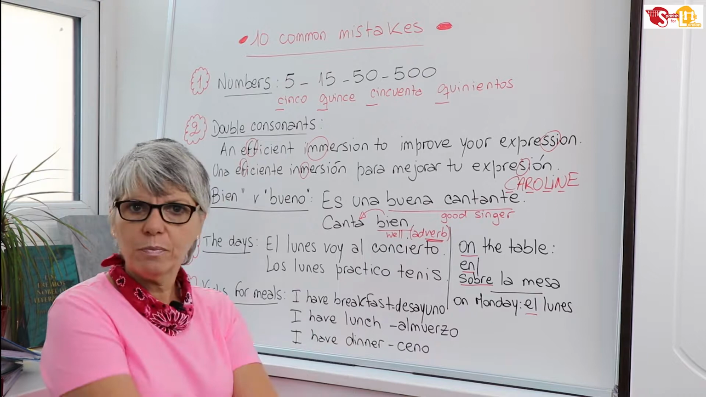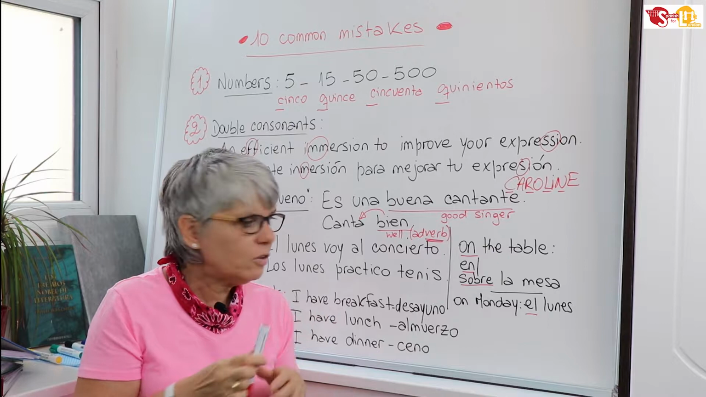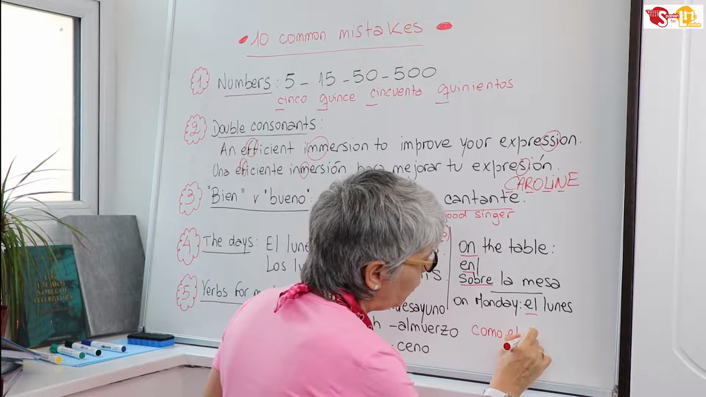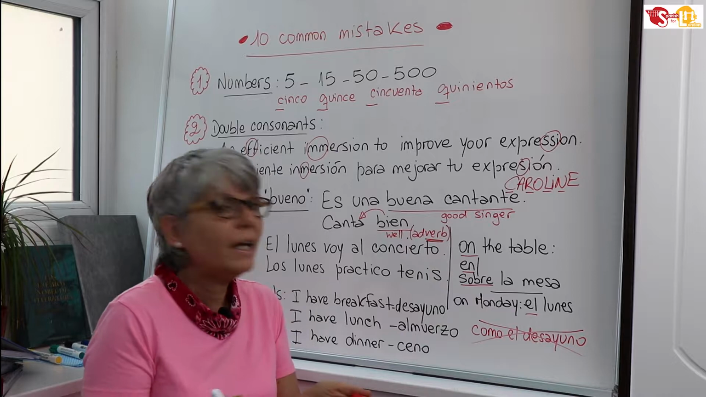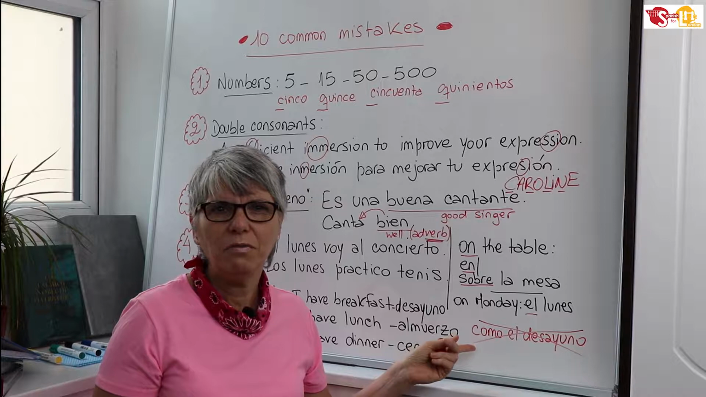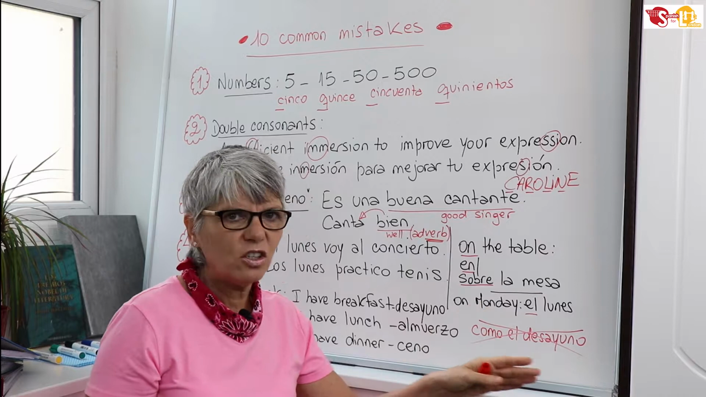If you hear a person saying something like como el desayuno, or como el almuerzo, or como la cena, this is very, very bad Spanish, because el desayuno is a meal. So what can I do with a meal? To eat it, obviously. So we don't repeat unnecessary information when talking in Spanish. So never say como el desayuno, como el almuerzo, como la cena. This is very bad Spanish.